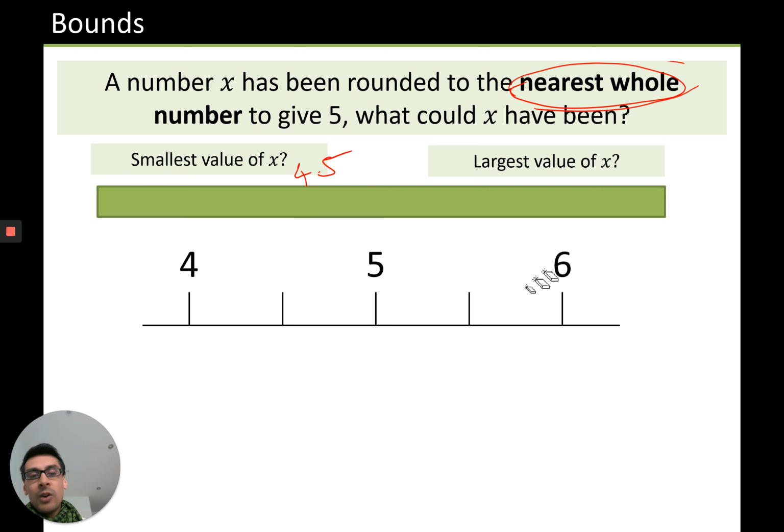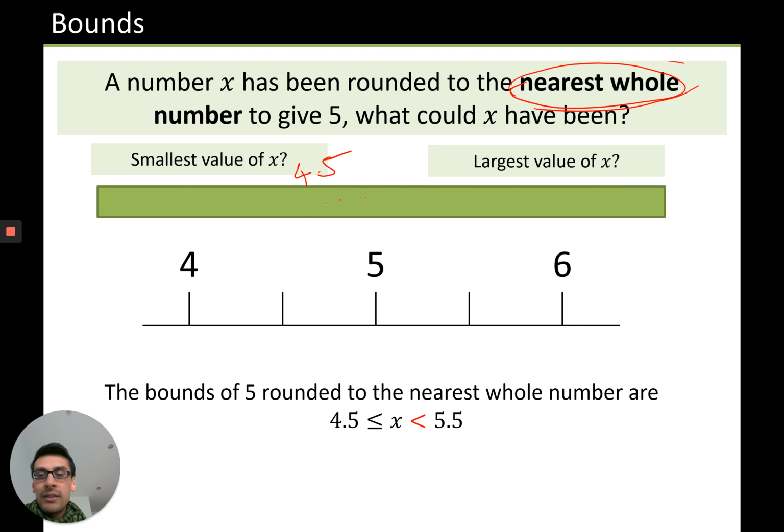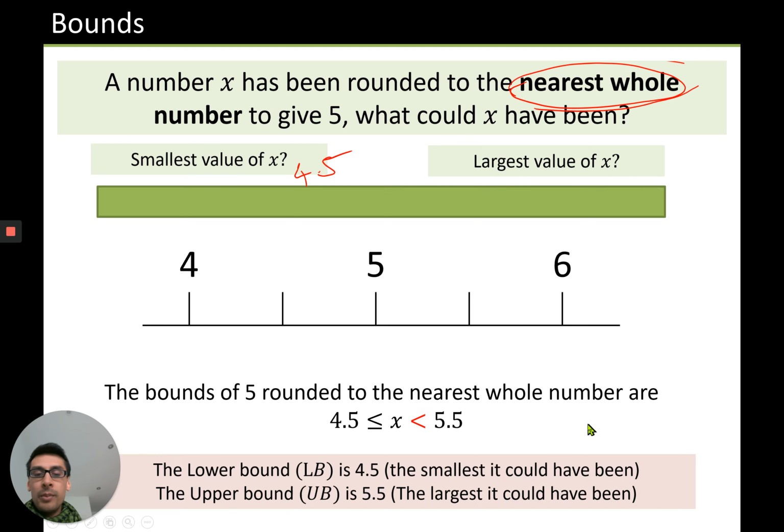We can actually write this as an inequality, and we can say that the lower bound is 4.5 and the upper bound is 5.5. And notice how I'm using the inequality signs for this. I'm not including 5.5 or 5.4999 recurring. As a matter of convenience for bounds, you can say 5.5 is the upper bound and 4.5 is the lower bound. Okay, so that's when you're rounding to the nearest whole number.